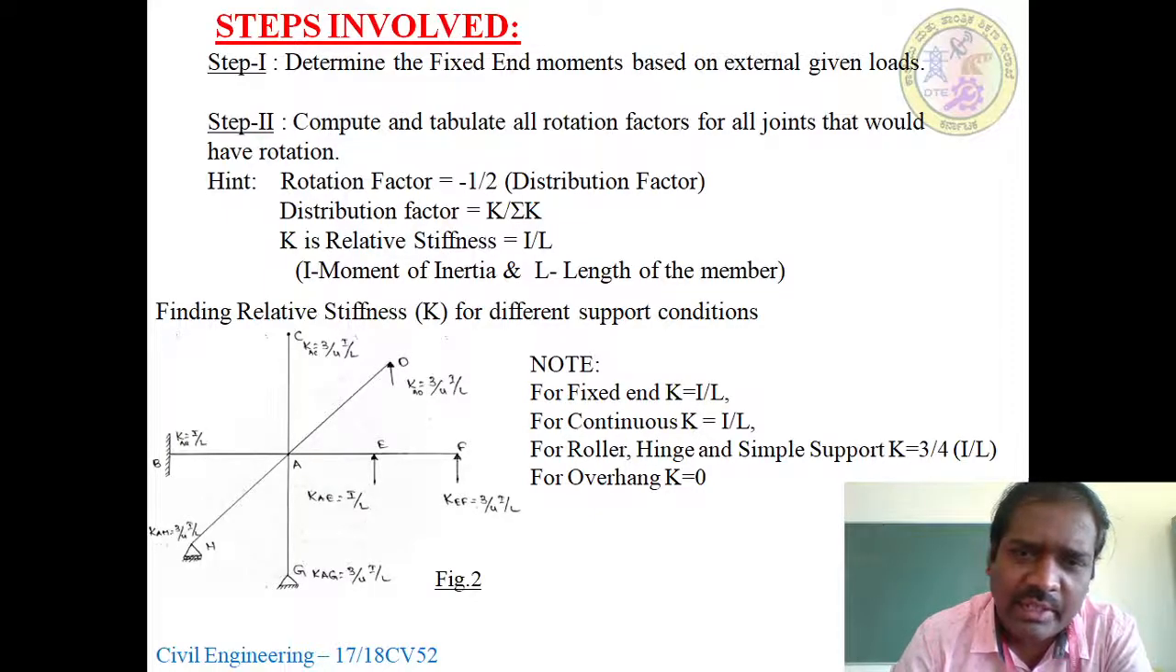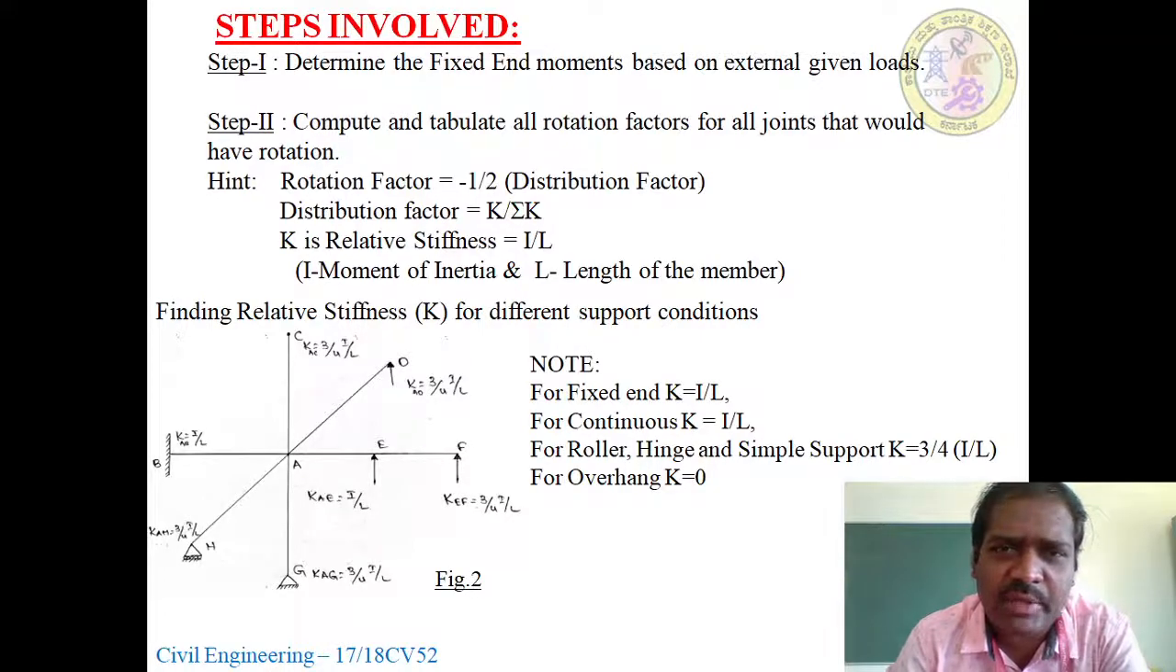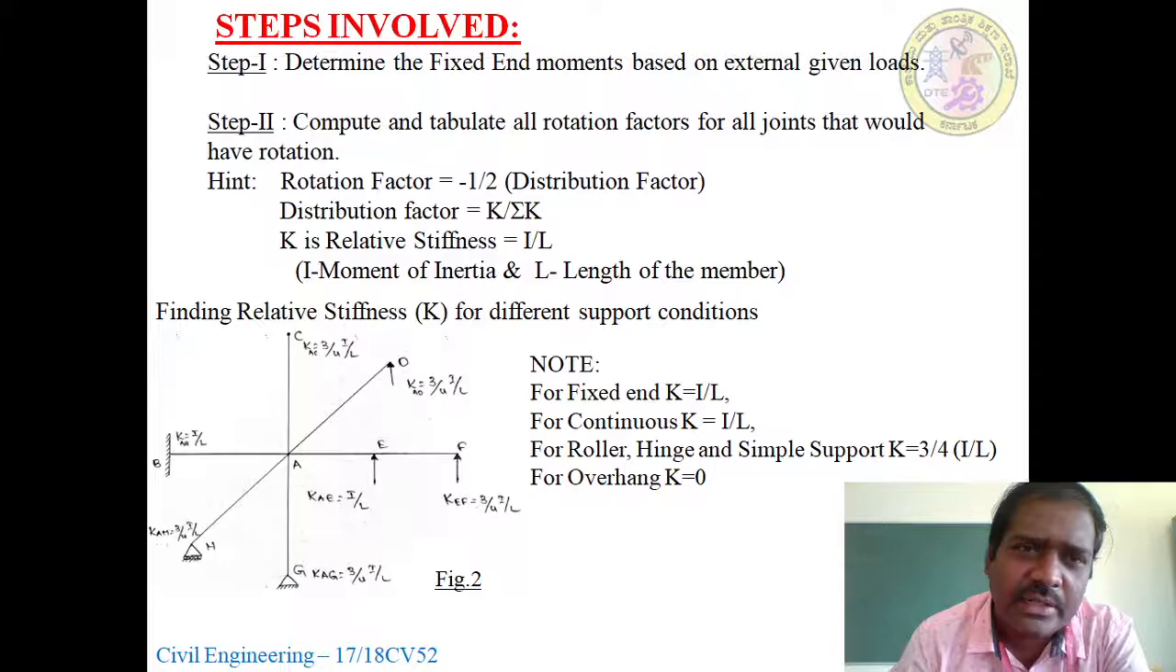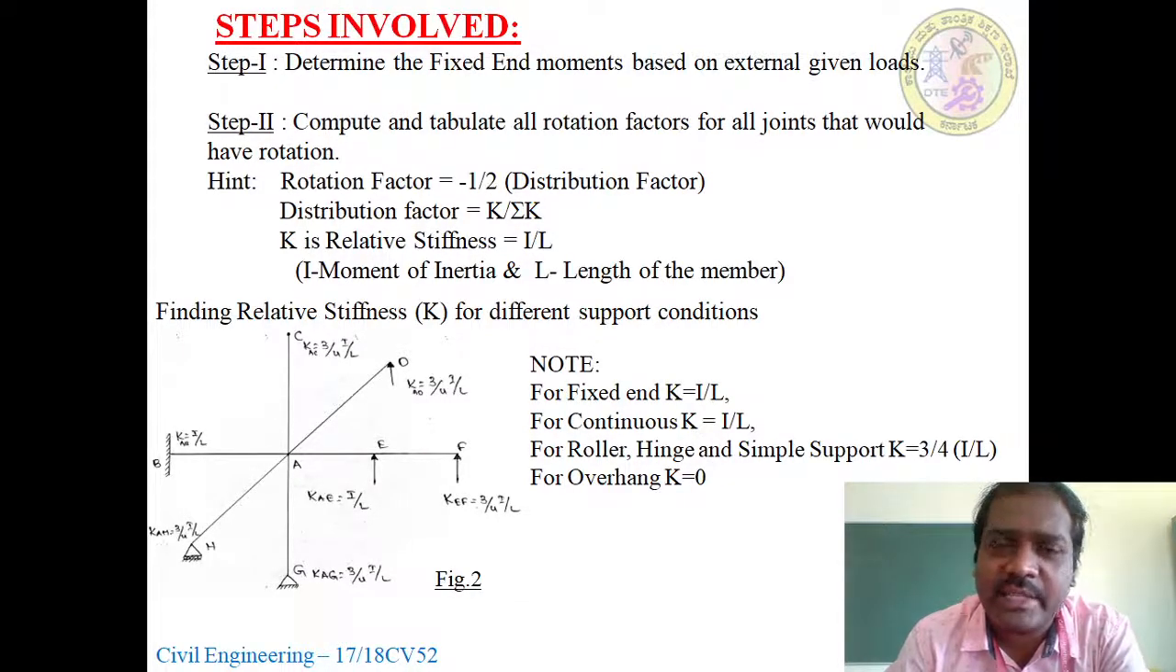While you are calculating the K value, you have to calculate the summation of K. Then you have to calculate the rotation factor, minus half into distribution factor. So while you are calculating the distribution factor in the moment distribution method, you have to add one more column there. That column is rotational factor is equal to minus half into distribution factor. It will be very simple to calculate the rotational factor. Just multiply it by minus half.